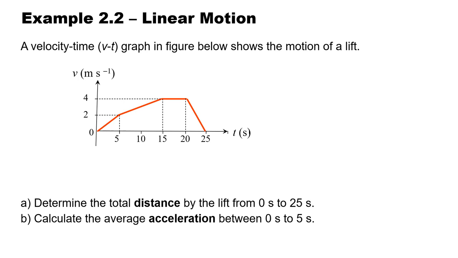Example 2.2. A velocity time graph in the figure below shows the motion of a leaf. The y-axis represents velocity in meters per second and the x-axis represents time in seconds. The question asks: A. Determine the total distance traveled by the leaf from 0 seconds to 25 seconds. B. Calculate the average acceleration between 0 seconds to 5 seconds.